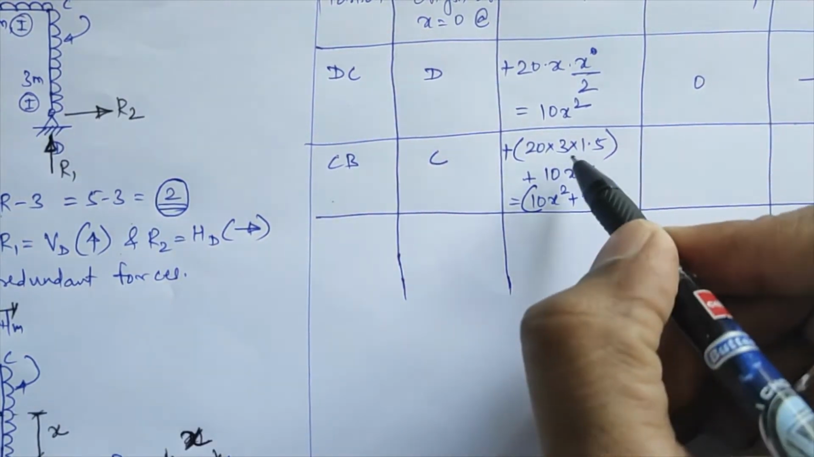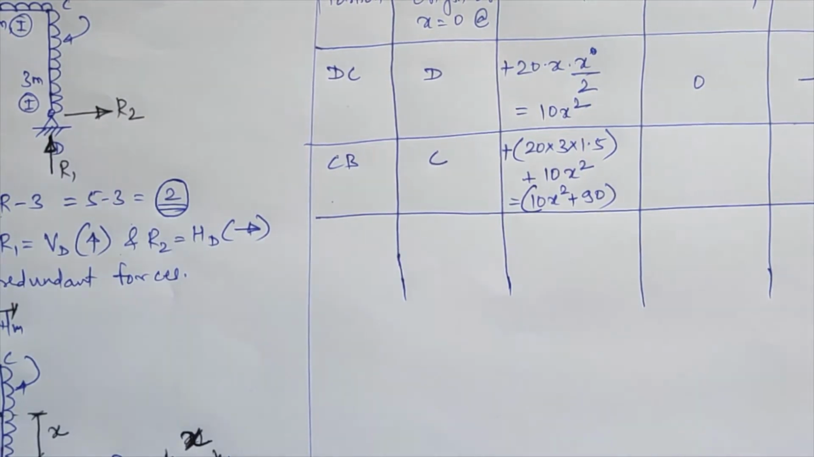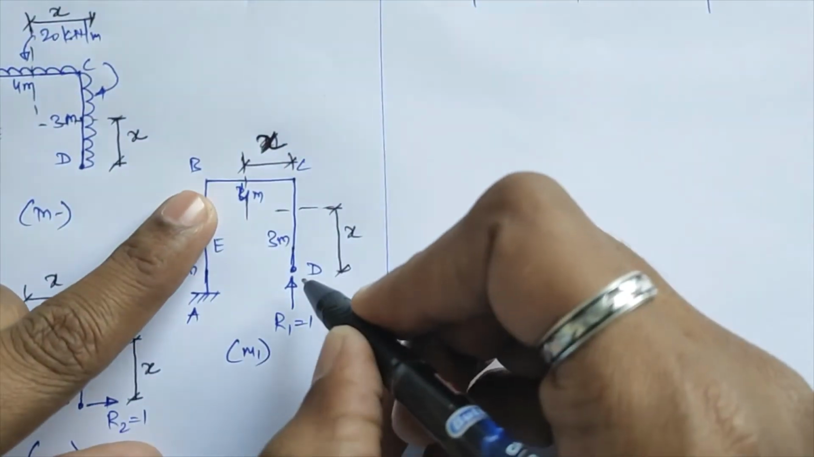Okay, so check this: 20 into 3 into 1.5 plus 10 into x square. So in total I am getting 10x square plus 90. Now we will see the small m1 diagram.